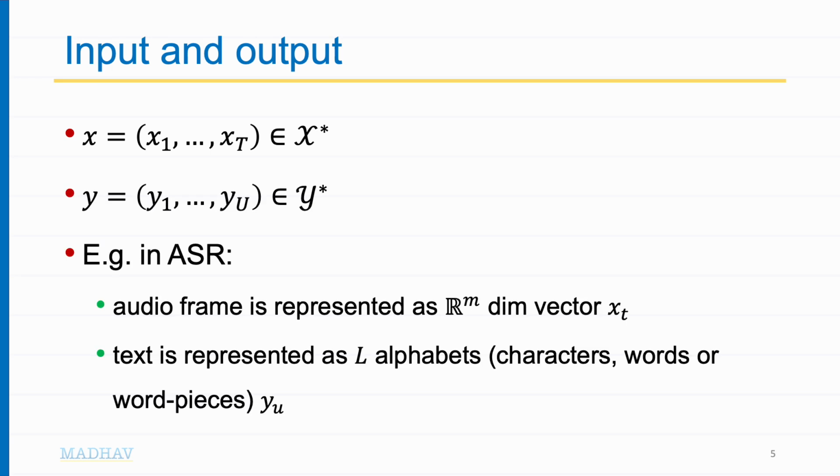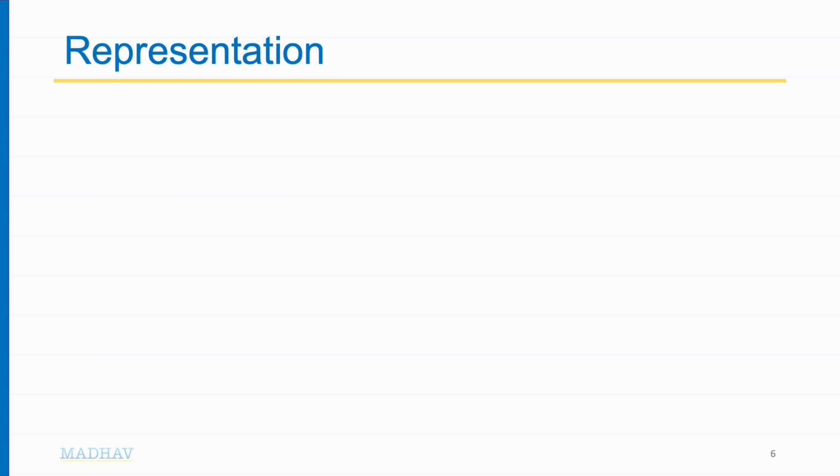Our input is x, output is y, and in ASR, x is a sequence of audio frames. Let's say every entry is spectrum or MFCC features, and then our output is a string. Basically, it's a sequence of tokens, and these tokens could be characters, words, word pieces, etc.